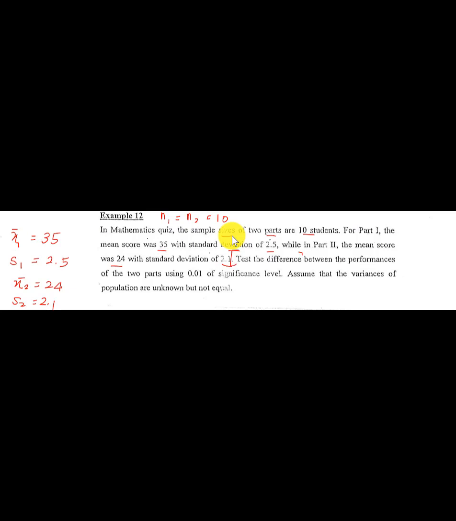Test the difference between the performance of the two parts by using 0.01 as the significance level. That means we want to test the difference. That means your H1 is mu1 is not equal to mu2. You want to test the difference. And your significance level, that means your alpha, is equal to 0.01.